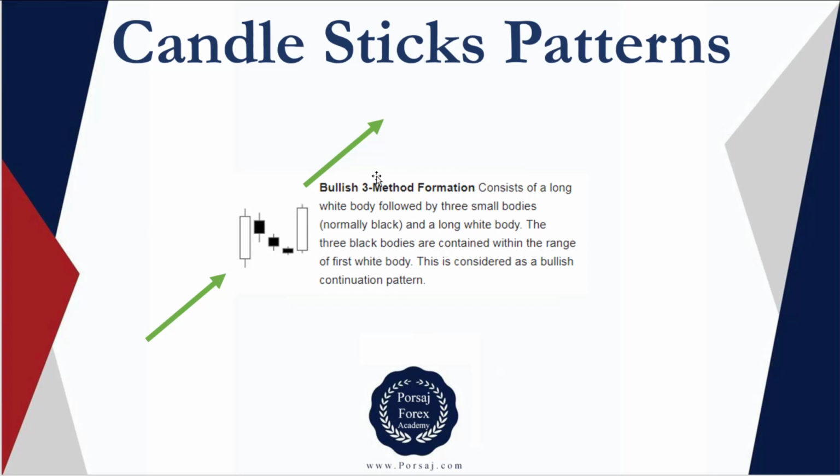The bullish three-method formation is a candlestick pattern that occurs within the context of a price chart and suggests a continuation of a bullish trend. Like its bearish counterpart, the bullish three-method formation is a combination of several candlesticks that provides insights into potential market movements. This formation is part of the Japanese candlestick charting techniques used in technical analysis.